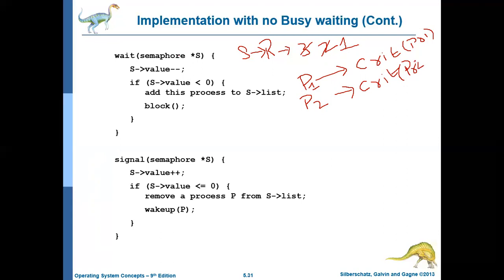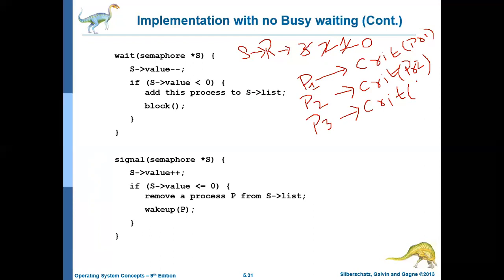Now say another process P3 comes and checks. P3 calls wait, and it will decrement, so the value will become 0. But still P3 also gets in, so it enters the critical section and it gets printer 3.